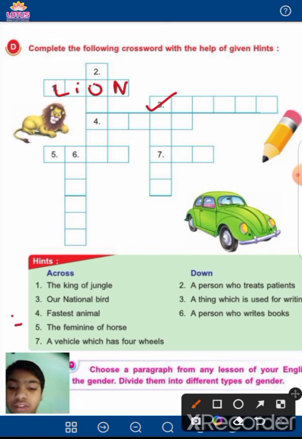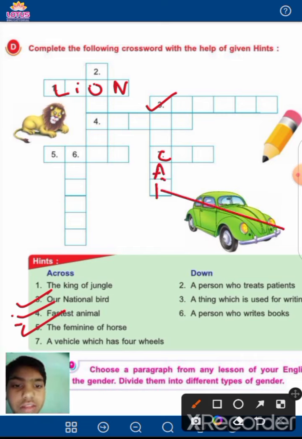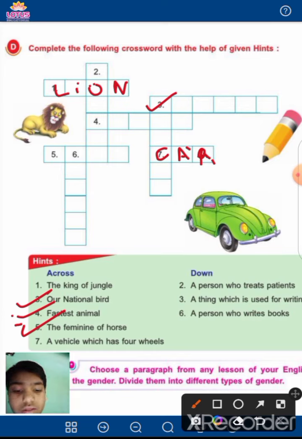Fastest animal, that also you have to do. The feminine of horse, you have to do that too. A vehicle which has four wheels, that also you can do. But I can tell you, a car. There are so many, but trucks too. See here, whatever it fits. Car. A person who treats patients, doctor.